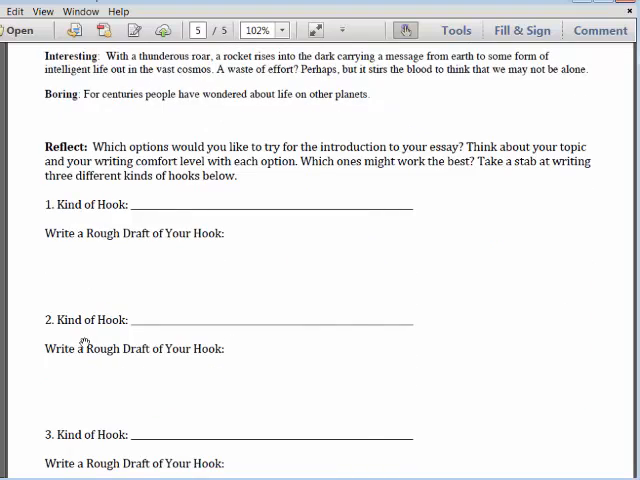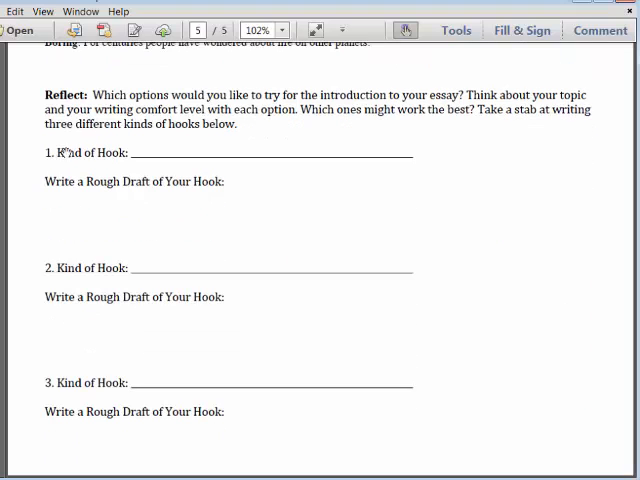So now I just want you to take time and reflect. Pick 3 of the hooks that we talked about, either in the other options or on the PowerPoint part of this presentation, and then I want you to write a rough draft of your hook. So actually try to write the first few sentences of your introduction paragraph right now and bring those to class.